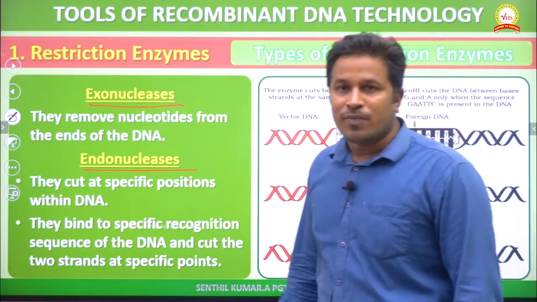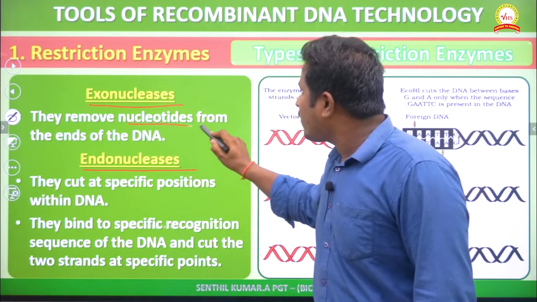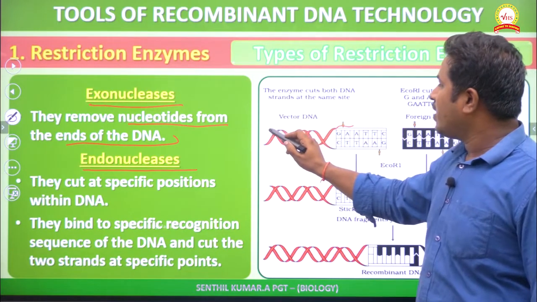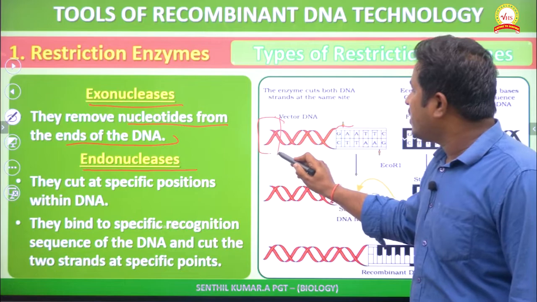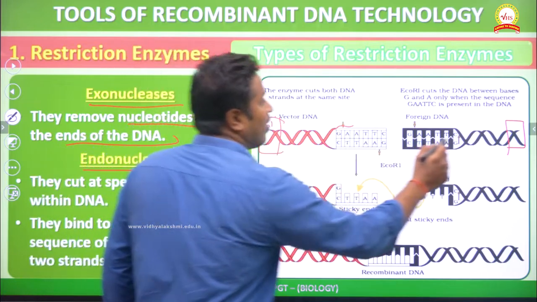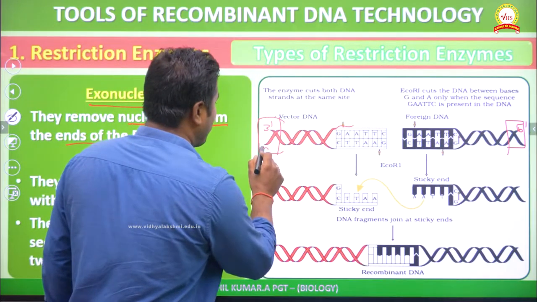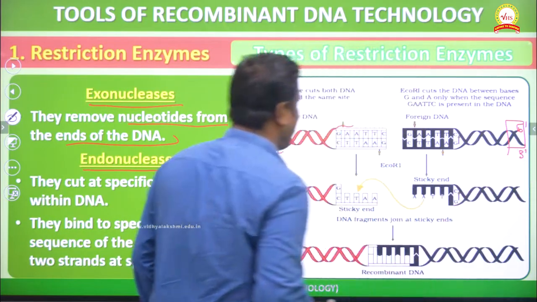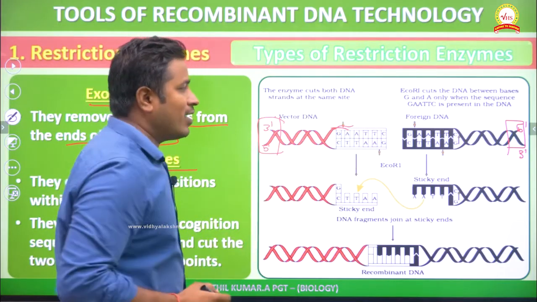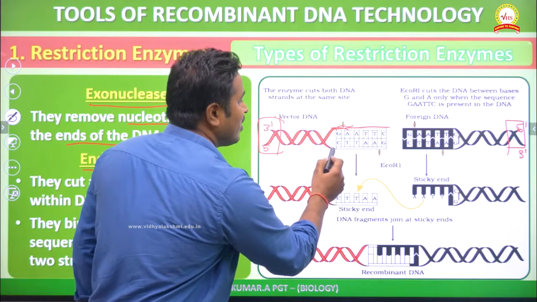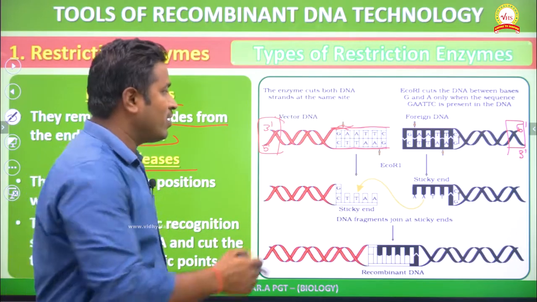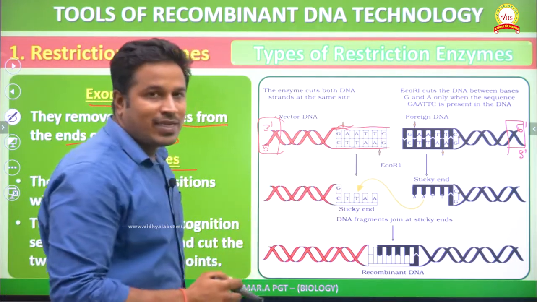What is exonuclease actually? They remove nucleotides from the end of the DNA. Okay, this is the DNA sequence. It cleaves the DNA from the end. For example, this is a 3' end and this is a 5' end; the other end is going to be a 3'. This is actually the continuation of the double stranded DNA. For our understanding, I have drawn the base pairs to show how the restriction enzymes act on it. For that purpose the diagram has been added here.